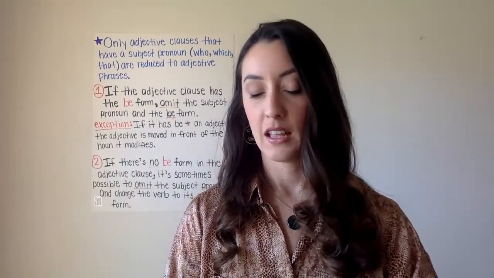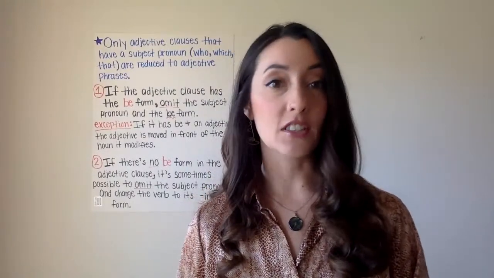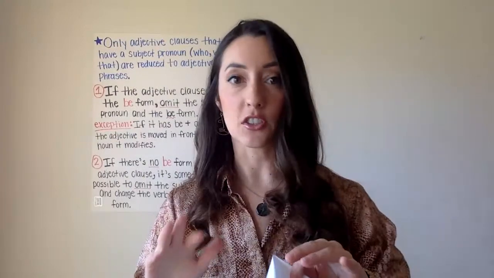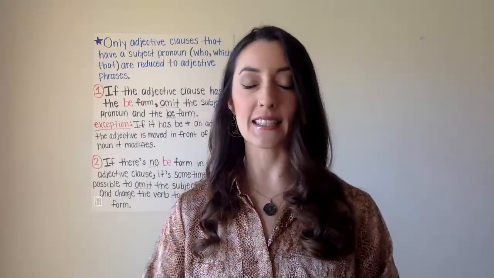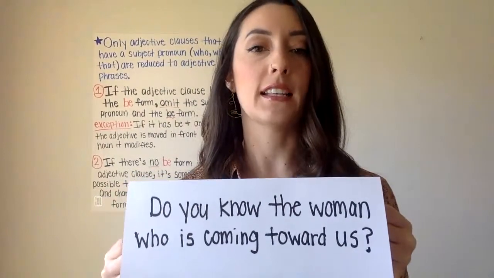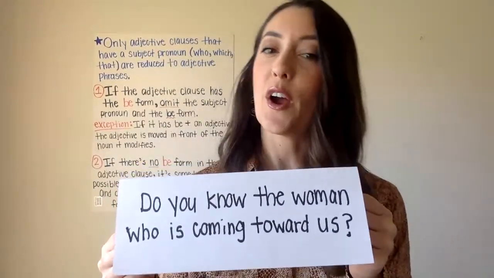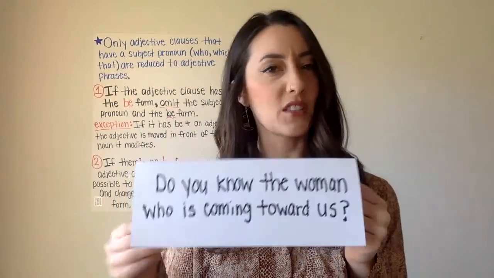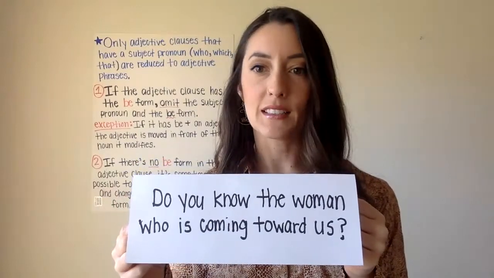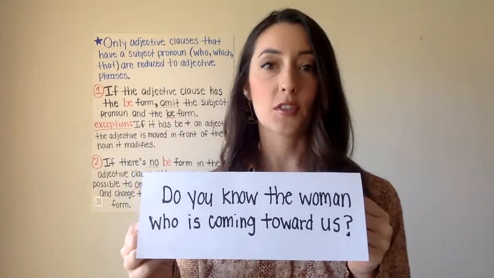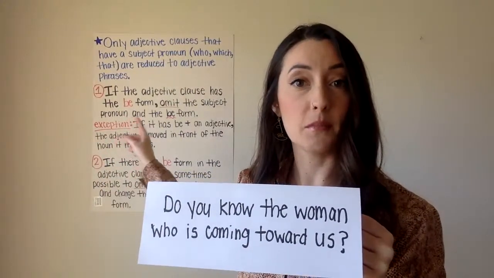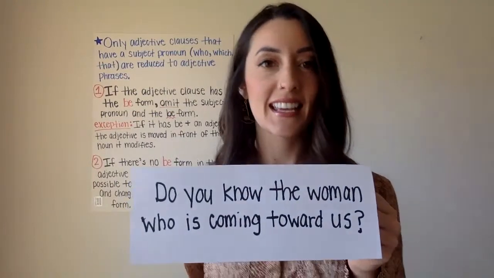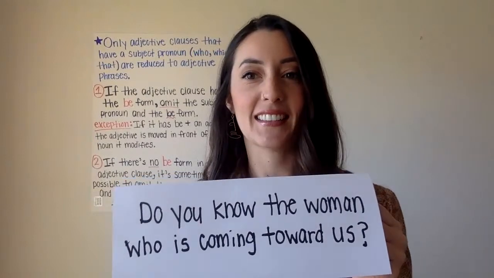Okay, let's practice this. So I'm going to give you the adjective clause, and you are going to make it an adjective phrase in the chat, okay? So get your fingers ready. Type the adjective phrase in the chat. Your adjective clause is, it's a question: Do you know the woman who is coming toward us? Do you know the woman who is coming toward us? How do I make this an adjective phrase? First, I have to identify that it does have the verb form of be. So what do I need to do to make it a phrase? I'll give everyone just a moment. Type the phrase in the chat.